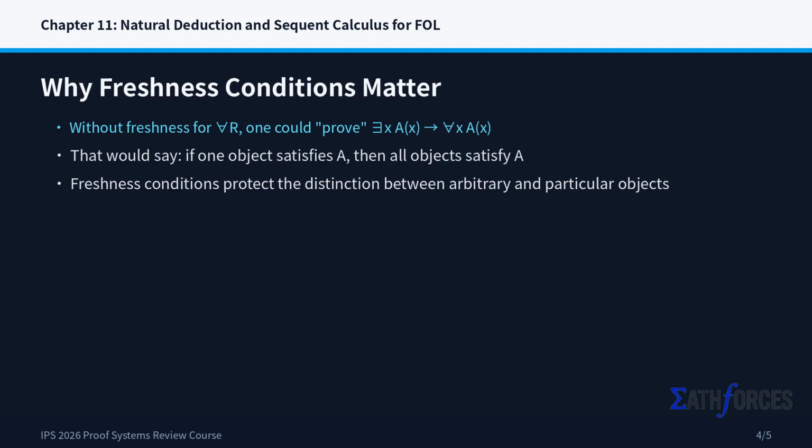They prevent invalid reasoning. If for all right did not require freshness, one could fake a proof of there exists x such that A of x implies for all x, A of x, which says that if one object satisfies A, then all objects satisfy A. That is plainly wrong. The rules carefully separate arbitrary objects from particular witnesses.